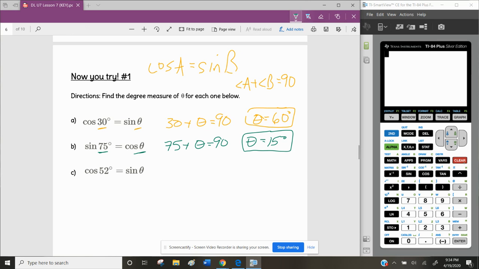So I'm going to go over to the last one here. 52 and theta. 52 plus theta also has to equal 90 for the sine of A to equal the cosine of B. And when we subtract 52 from both sides, we get 38 degrees.